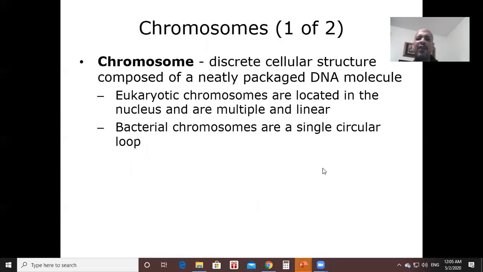So the chromosome, what is a chromosome? Chromosome is a discrete cellular structure composed of a neatly packaged DNA molecule. Eukaryotic chromosomes are located in the nucleus and are multiple and they are linear. So eukaryotic chromosomes, they're in the nucleus and there's a lot of them and they're linear. Bacterial chromosomes are a single circular loop.